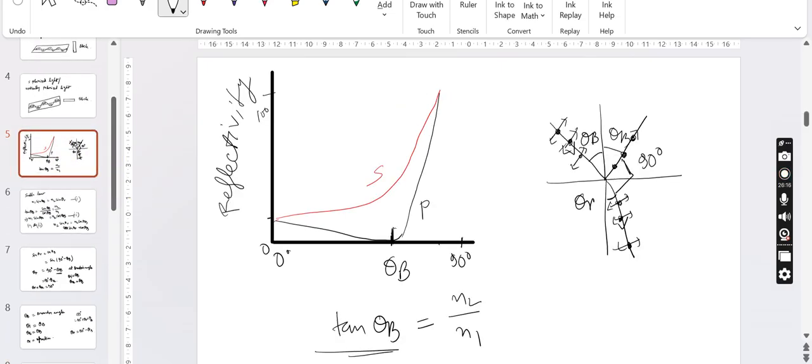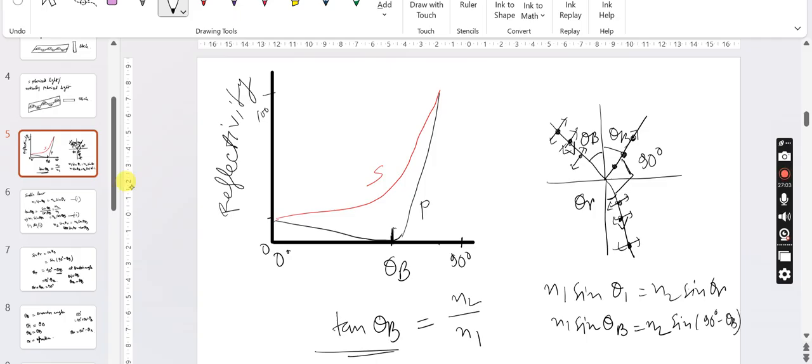Now we can ask how we find that. That is basically n1 sine theta I is equal to n2 sine theta R. So n1 sine theta B is equal to n2 sine 90 degrees. So that will be n2.